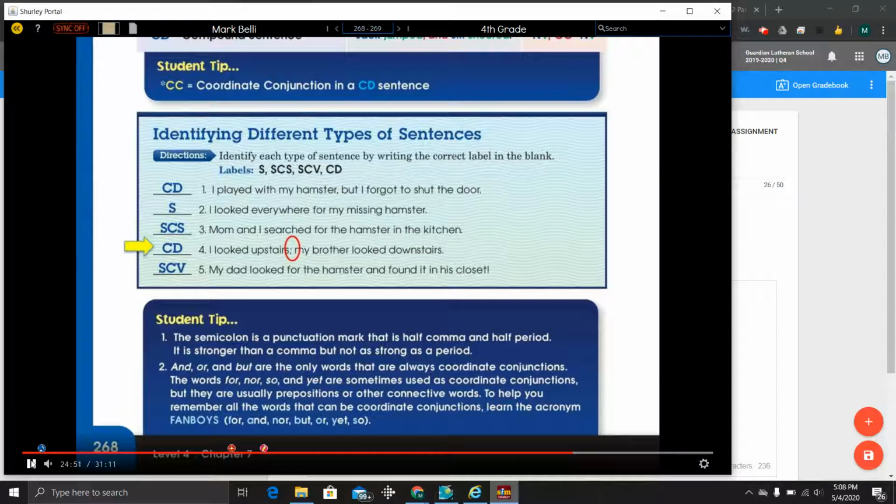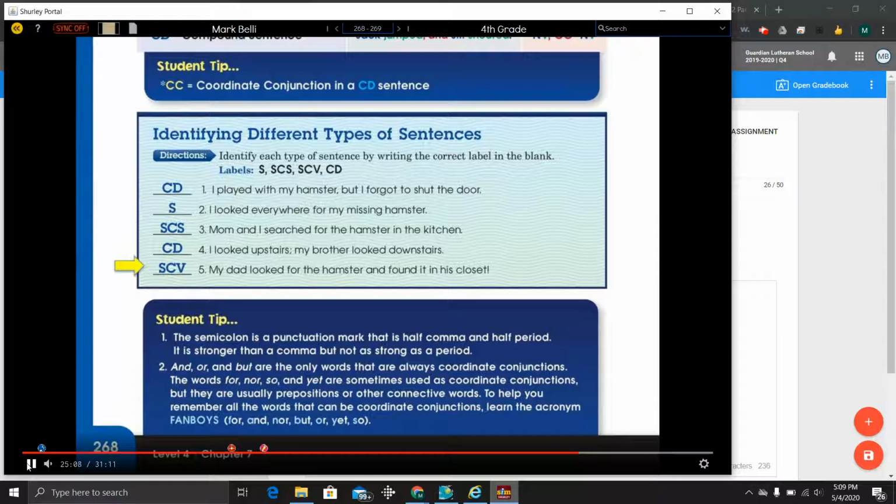Right away, I can tell by the punctuation that is used that this is a compound sentence. Okay, and that is a really good point. If you see a semicolon, you know you've got a compound sentence, so you label that CD. Okay? This compound sentence uses a semicolon to join two independent clauses that are closely related.